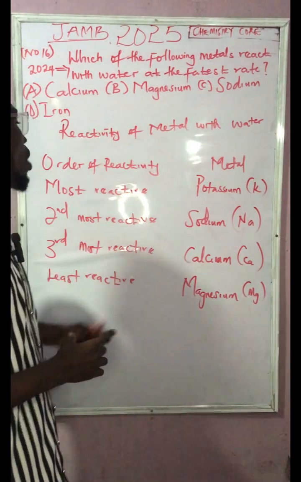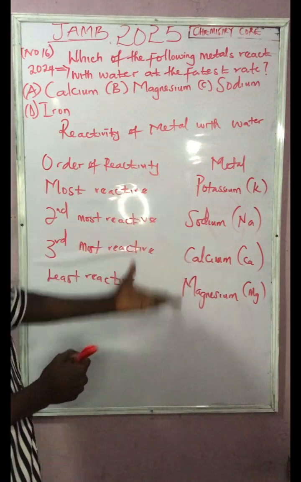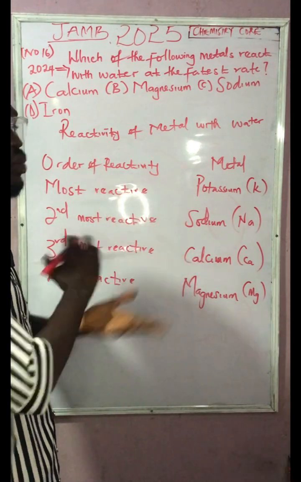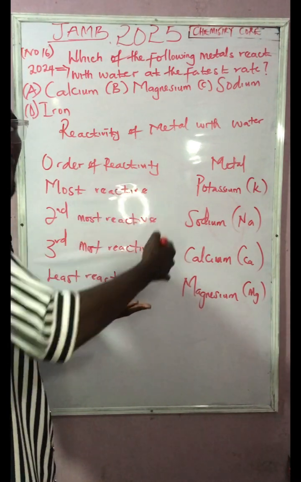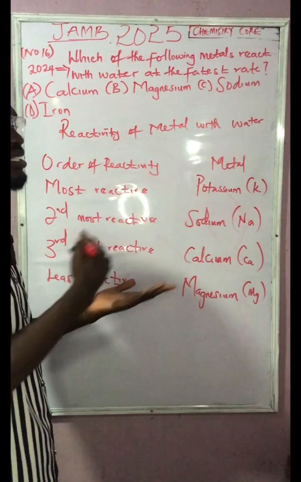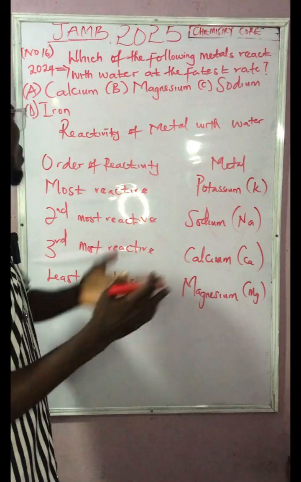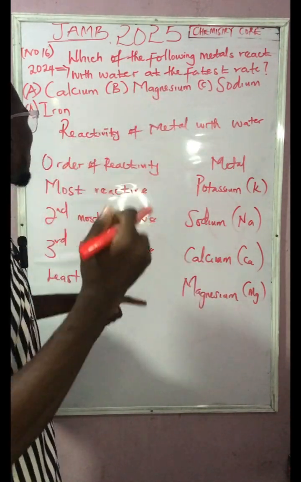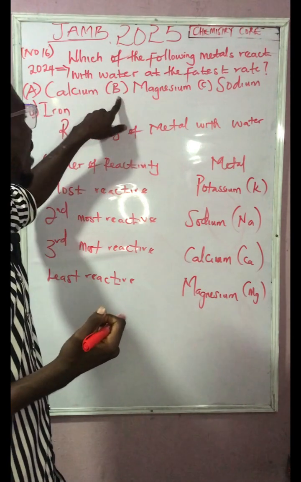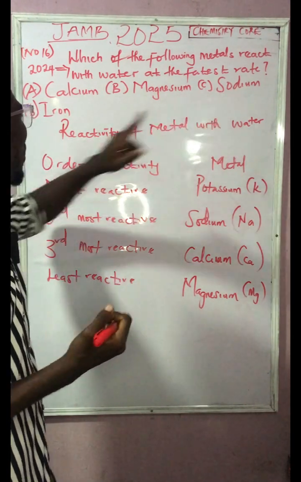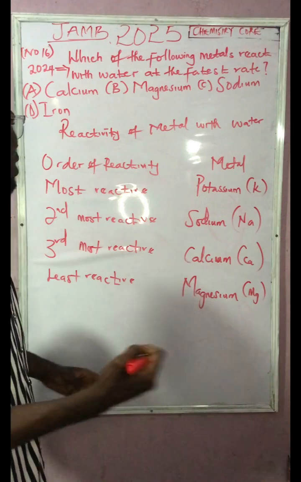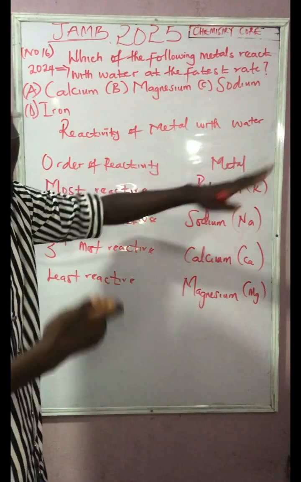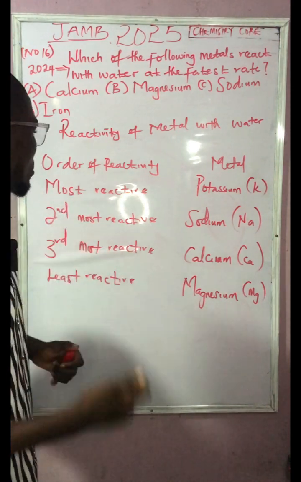So guys, back to what we have on the board. As a Jambite, this will be useful for you in case you come across any question that deals with the reactivity of metals with water at the fastest rate or the least rate. So which of the following metals reacts with water at the fastest rate? The first one is calcium, the second one is magnesium, the third one is sodium, while the last one is iron.